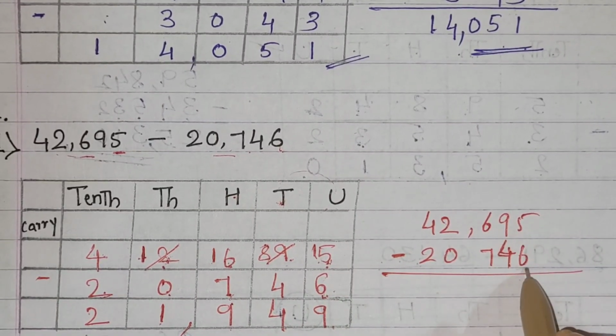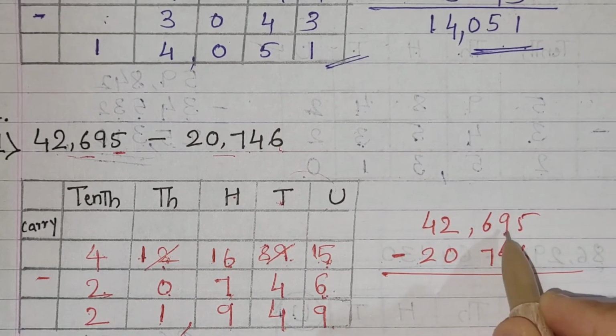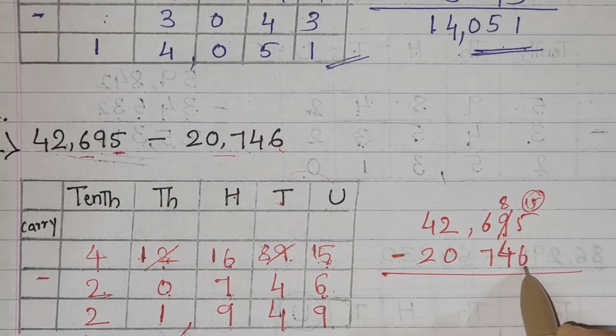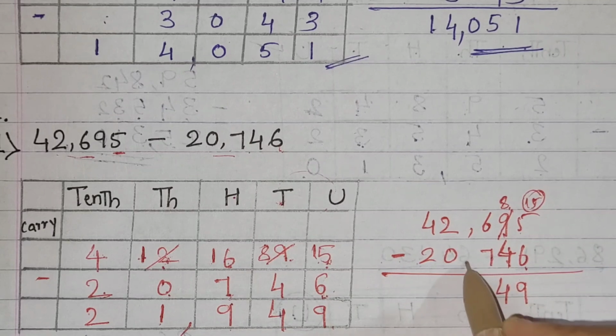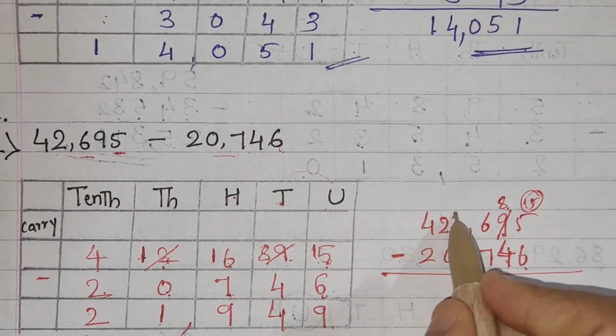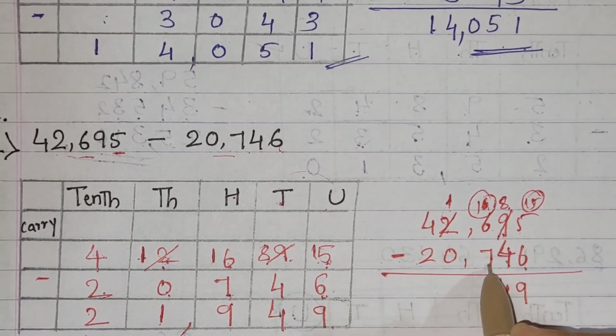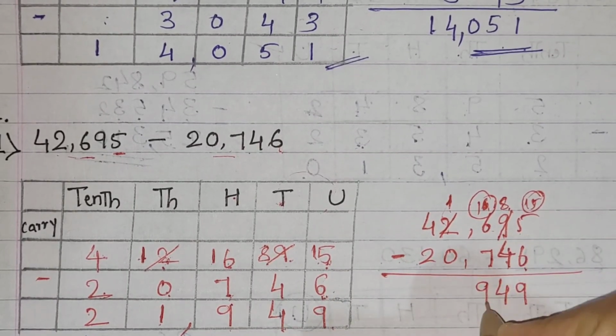5 minus 6, is it possible? No, you have to borrow 1 from the next place. So from the 9, 9 will become 8 and this will become 15. Now 15 minus 6 is 9. 8 minus 4 is 4. 6 minus 7, is it possible? No. Then what do you have to do? You have to borrow 1 from the next place. So this will become 1 and this will become 16. Now 16 minus 7 is how much? It is again 9, right?